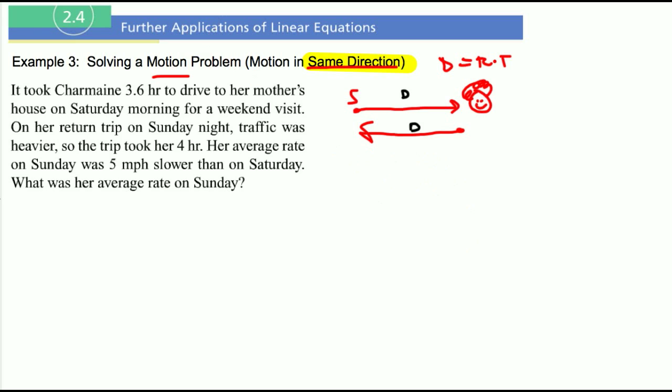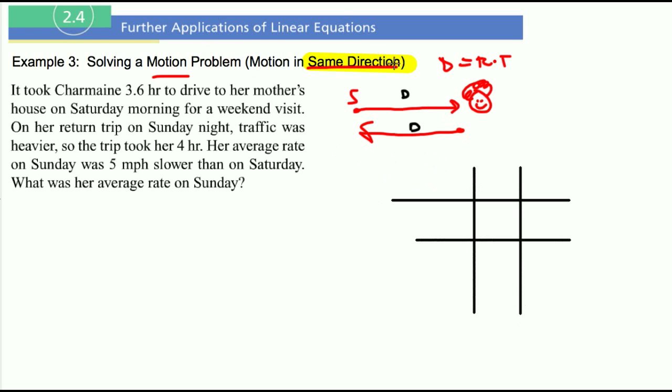Okay, so let's go ahead and put together a little chart here. It's always helpful to have that. So I'm going to set that up real quick. Okay, and distance equals rate multiplied by time. And again, we know that the distances are going to be the same. D equals D. So we'll fill that in as we go.